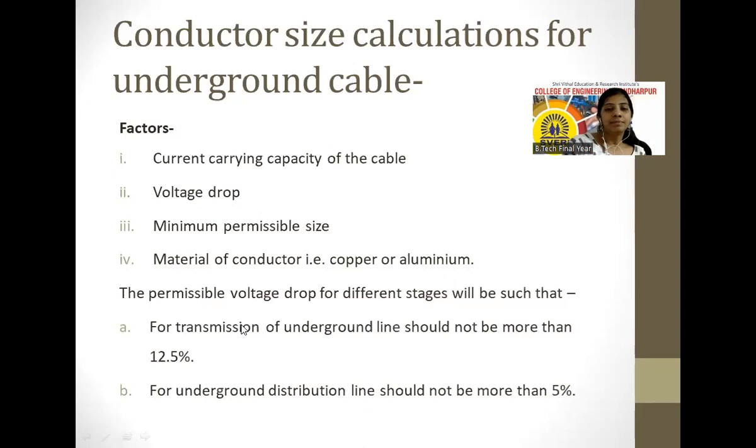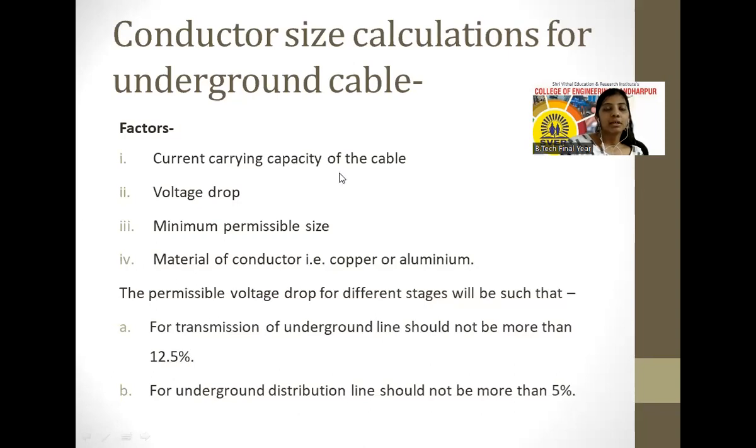Now we are calculating conductor size for the underground cable. Here again we have to change the formula for transmission and underground cable selection. The voltage drop should not be more than 12.5%. That means the permissible voltage drop is 12.5% of the total voltage.